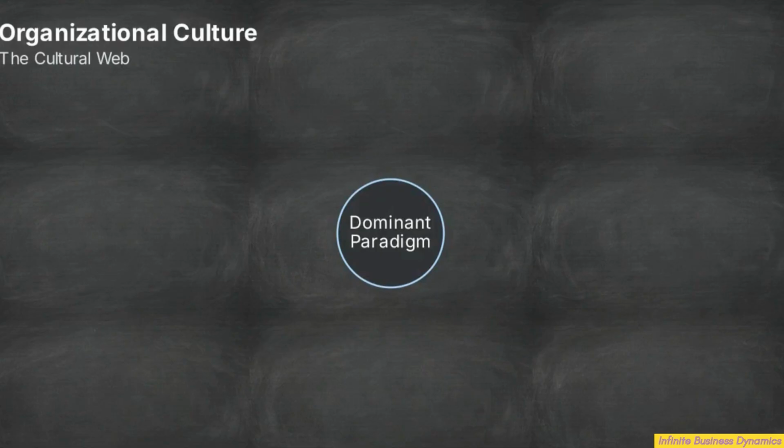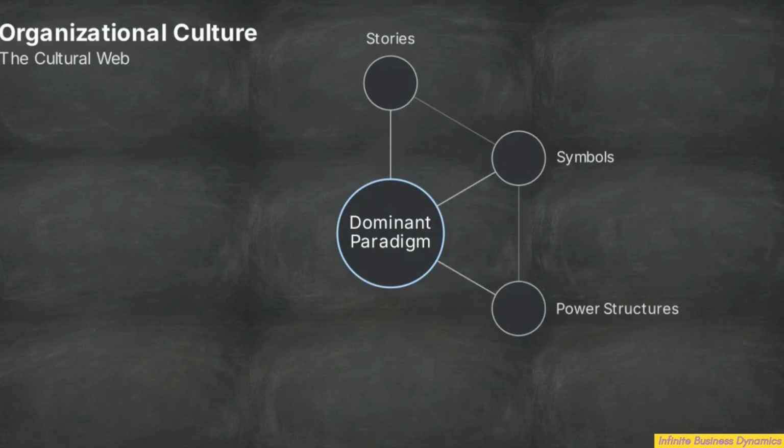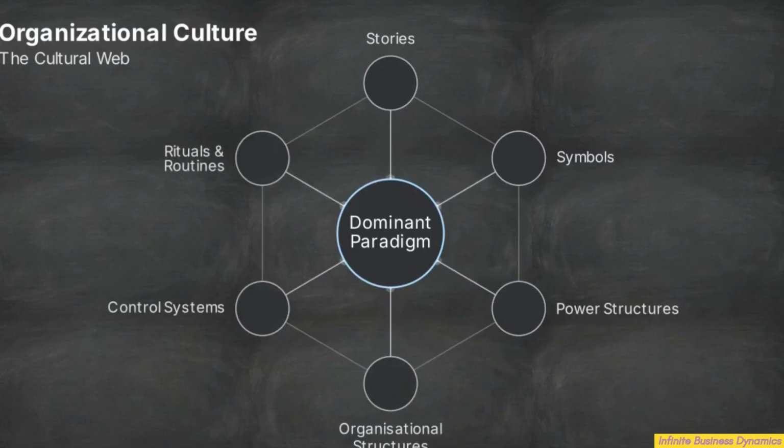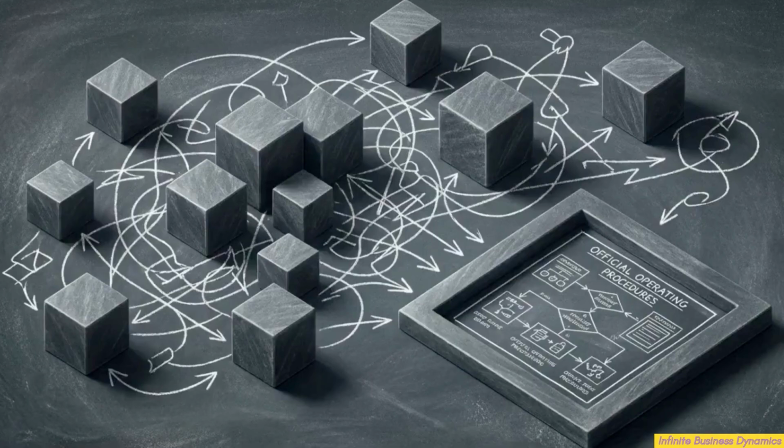This node graph represents the cultural web. It divides internal operations into 6 elements: stories, symbols, power structures, organizational structures, control systems, and daily rituals. Together, these 6 elements form an organization's dominant paradigm. They explain how work is actually completed on the ground, which frequently contradicts what the official corporate policies claim.